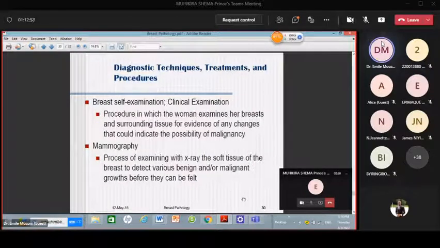Let us see some diagnostic techniques, treatment, and procedures. Breast self-examination. This one is taught in public health. All females have to do their self-palpation. Mammograph is like a radiograph, like an X-ray. This one also can detect some various benign and malignant lesions before they can be felt. Even if it is not palpable, on the mammograph you can see some calcification and other benign tumors.